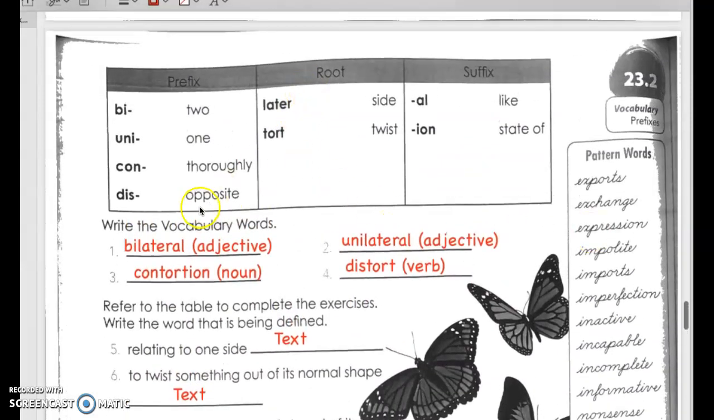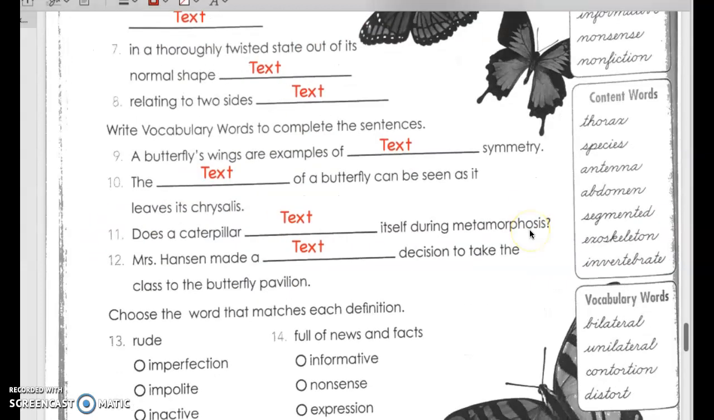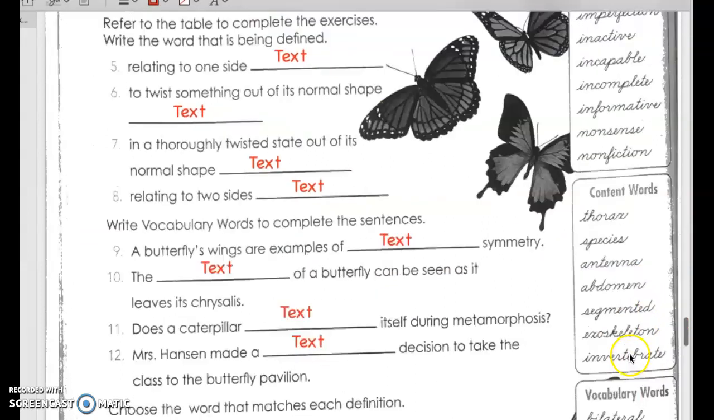So we have the prefixes and roots and suffixes divided nicely over here with the corresponding meanings. So bi means two, uni means one, con means thoroughly, and dis means opposite. Lateral means side, tort means to twist. The suffix al is like, and ion is state of. So remember, these are our vocabulary words: bilateral, unilateral, contortion, and distort.